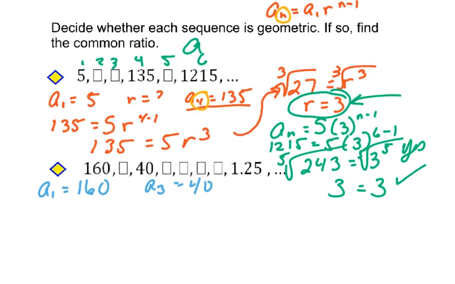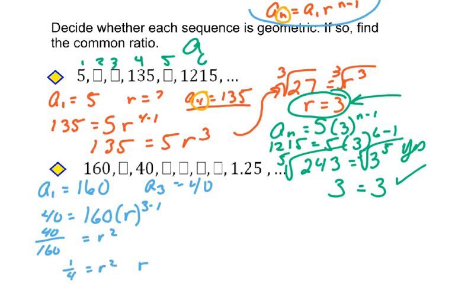Using our rule for a geometric sequence, the a sub n, we're going to be using our a sub 3 values. So we're going to say 40 is equal to a sub 1, 160, times r to the 3 minus 1 power, because we are using the third term in the sequence. So we divide both sides by 160, and that's going to be equal to r squared. 40 divided by 160 is 1/4. So that means that r is equal to plus or minus 1/2.